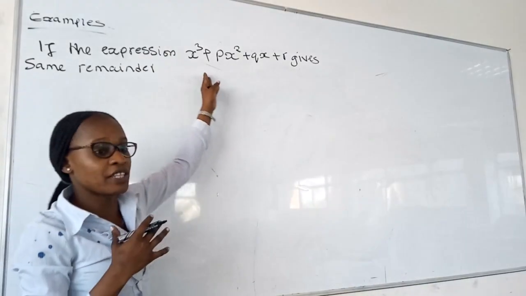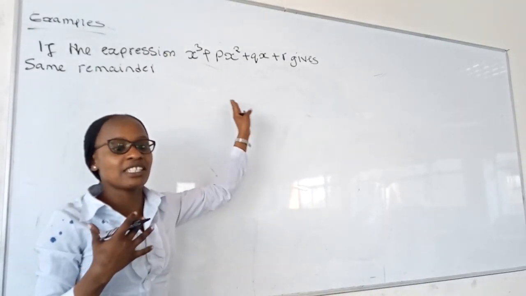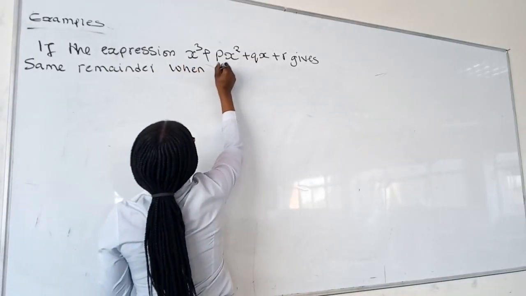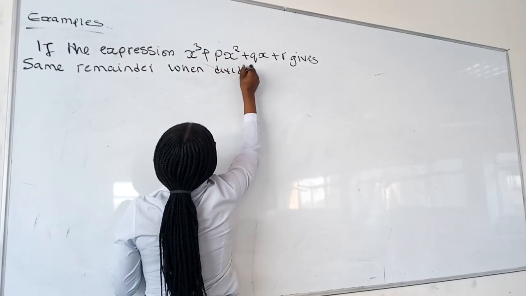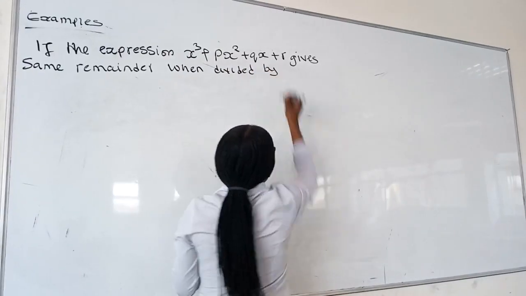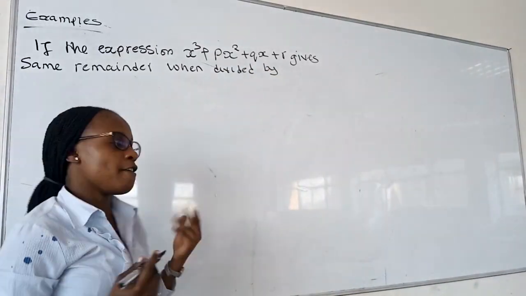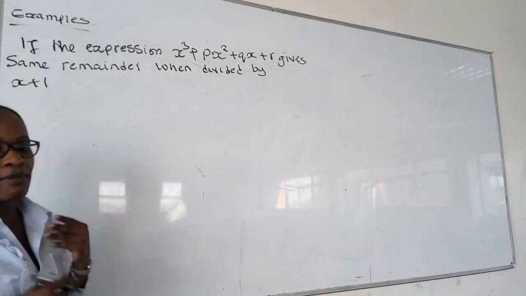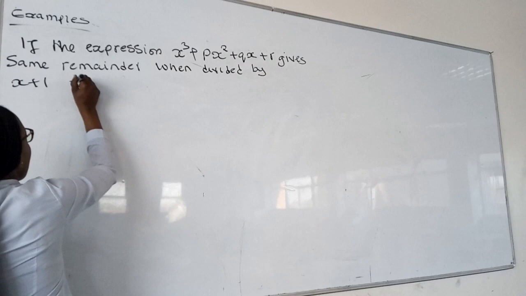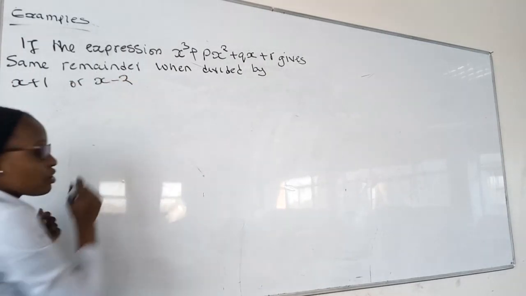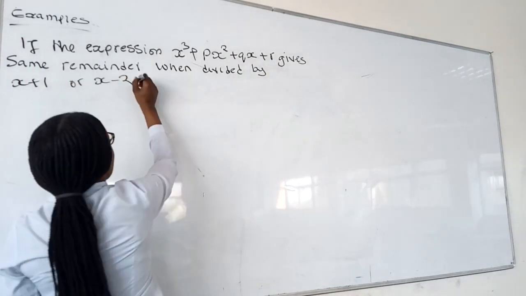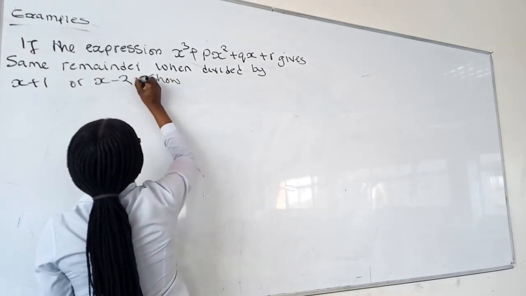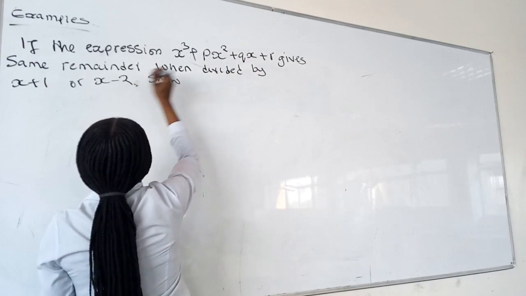So that is the expression that we have. And we've been told that this gives the same remainders when divided by x plus 1 or x minus 2. That is what we've been given. Then the question is saying that, show, so that's a full stop.